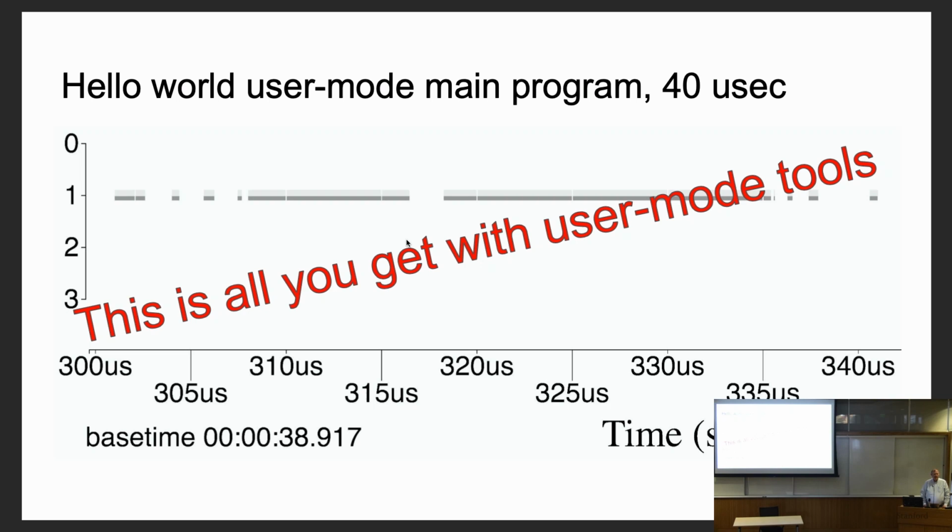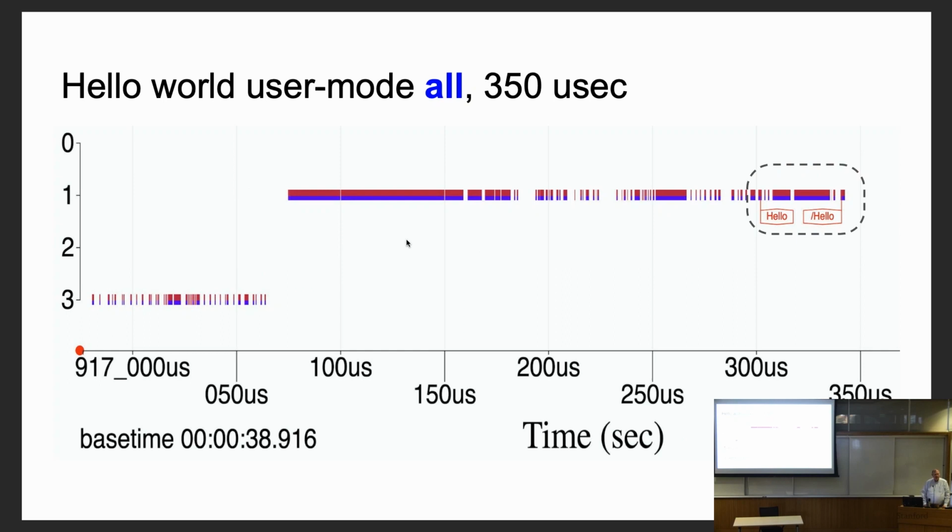And that almost never explains why complex software is slow. So here's the same picture with all the rest of the user mode execution. The previous picture was this part over here on the right in the dotted lines. All of this other stuff is getting Hello World started. In fact, it actually started over here on CPU 3, ran for a little while, and got migrated over to CPU 1, and then ran for a while, and then finally got to the first line of main.